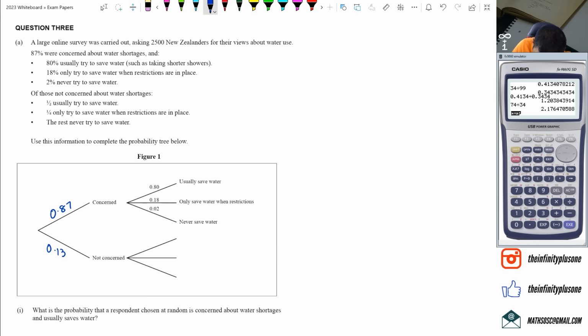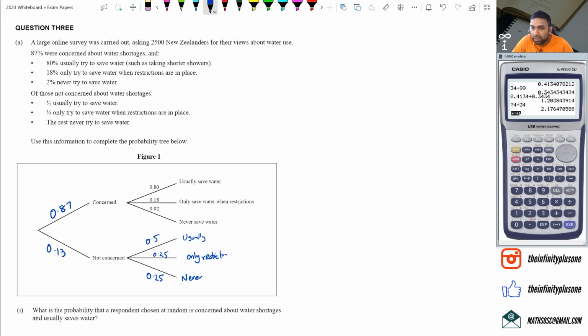Half usually save water only, so usually that's a half, which is 0.5. 0.25 is for only restrictions, and then never is another 0.25.